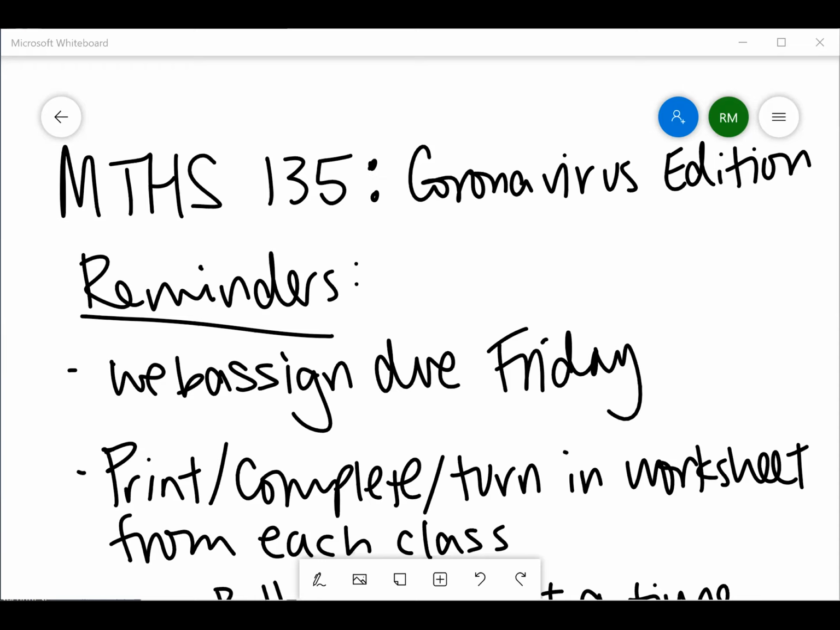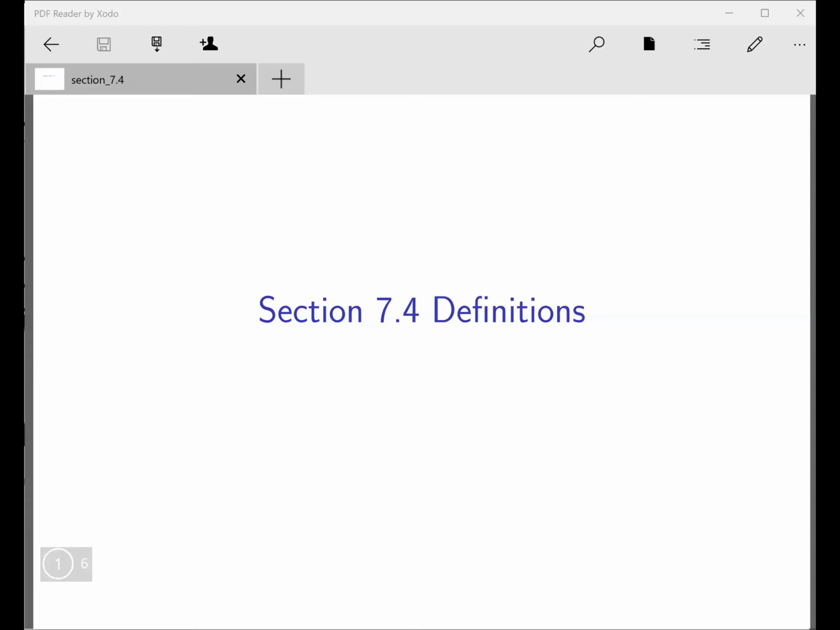So a couple reminders, there is still WebAssign due on Friday. That's over material we learned before spring break. And I've already mentioned the worksheets. So let's begin. I'm going to switch over to our PDF for the day. This has the notes that I'll be showing you. All right, here are the notes. You should be able to see them now.